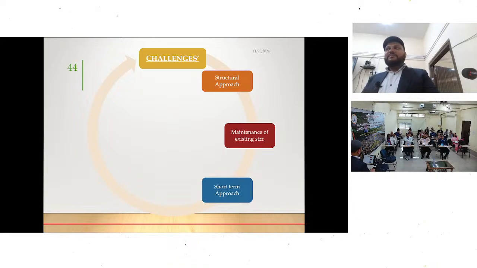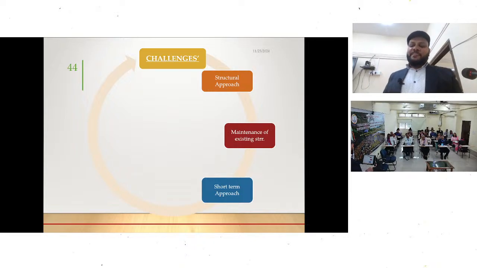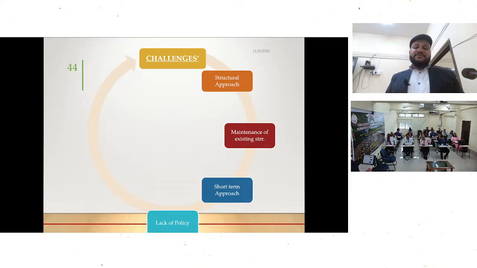Another is the short-term approach. Our approach is very short-term. We treat flood protection as firefighting work. When a flood comes, there is a great hue and cry, then we put in some immediate measures, and we don't plan long-term measures. We only plan short-term approaches.